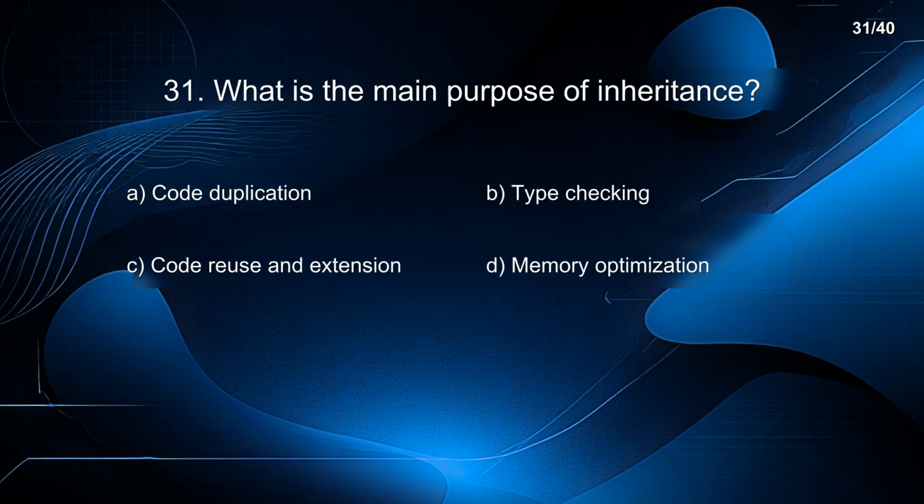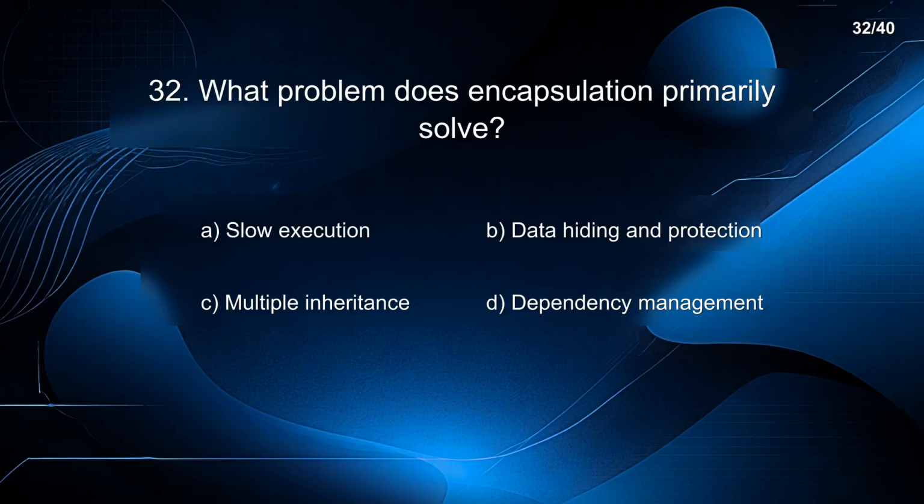Correct answer is C. Code reuse and extension. 32nd question. What problem does encapsulation primarily solve? A. Slow execution. B. Data hiding and protection. C. Multiple inheritance. D. Dependency management.